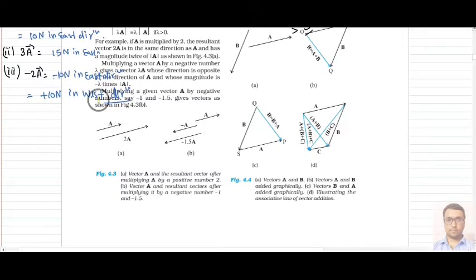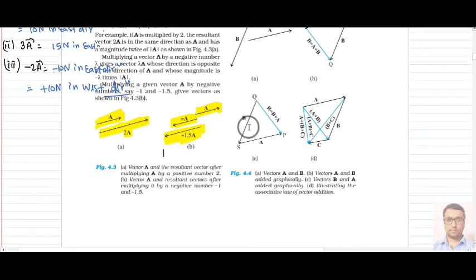In NCERT you can see that the first vector we have is A and its length is this much, then 2A will have double length but direction will be the same. Next example, if A is this much, then minus A means we have multiplied A by negative 1, so it will just change its direction, and minus 1.5A will be represented by 1.5 times the length and direction will be opposite to that of the original vector. I think you have already got this concept of how vectors show results when they are multiplied by any number.